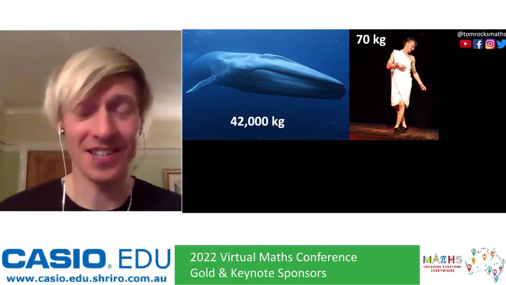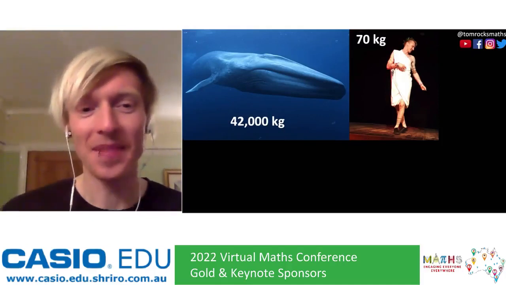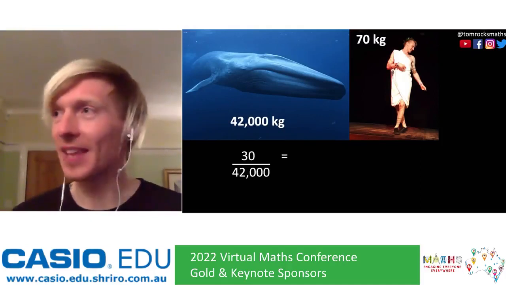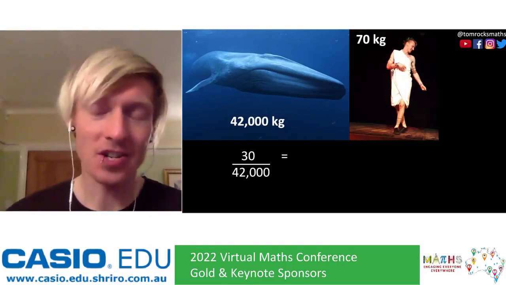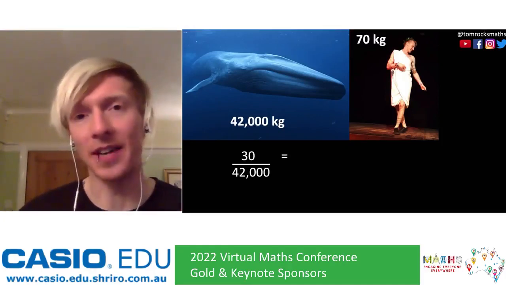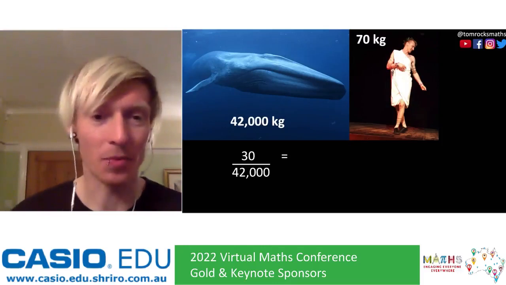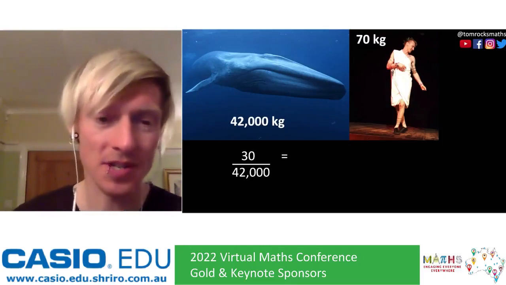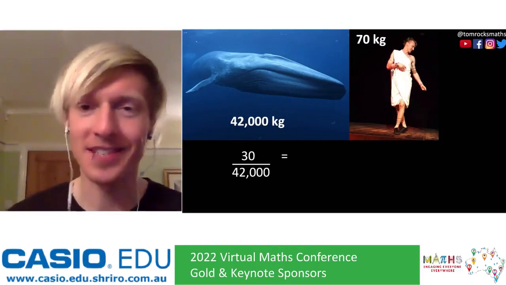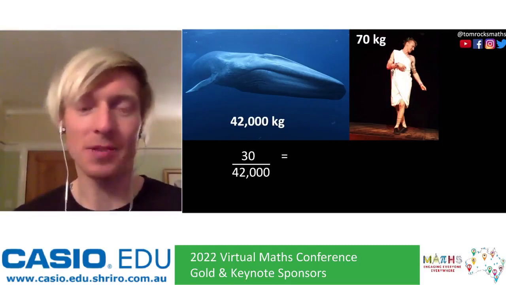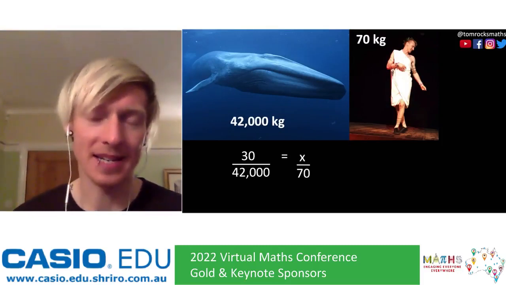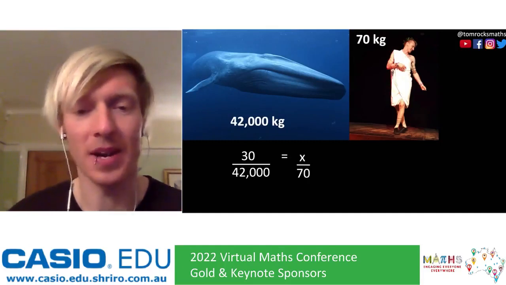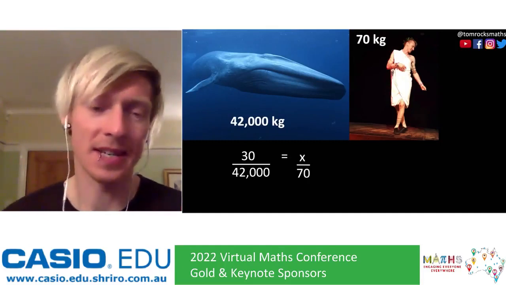And also the 70 actually helps with the numbers, right? So the equation we're trying to do is, we have the ratio or the proportion of plastic to body mass for the whale, which is 30 over 42,000. And importantly, they are the same units. What we want to know is the unknown amount of plastic, X, versus the body weight. So here, the example of me is 70 kilos.